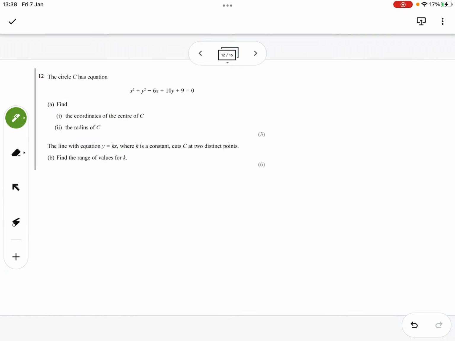Okay, this is our circle question on our December mock. Please pause if you want to have a go at the question first. Okay, lovely classic question. Find the centre, find the radius.